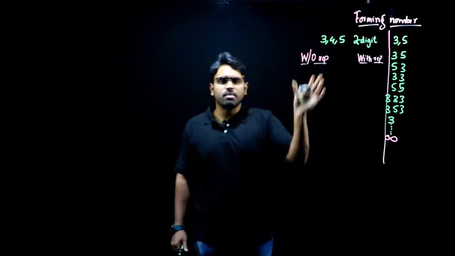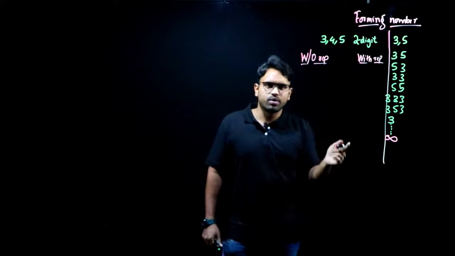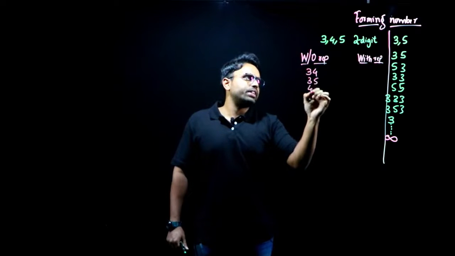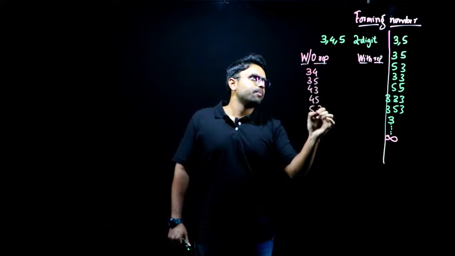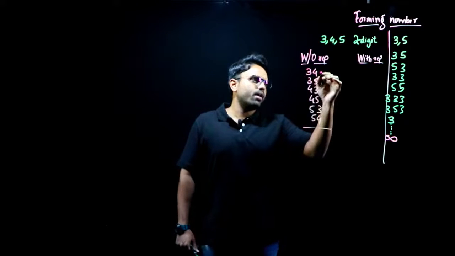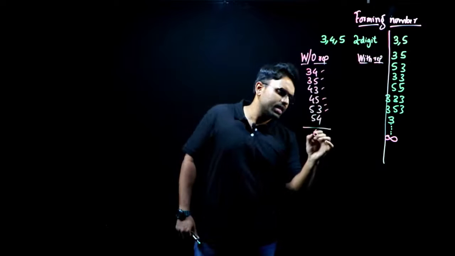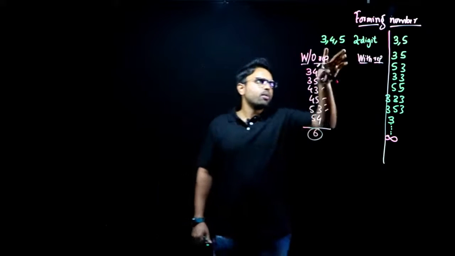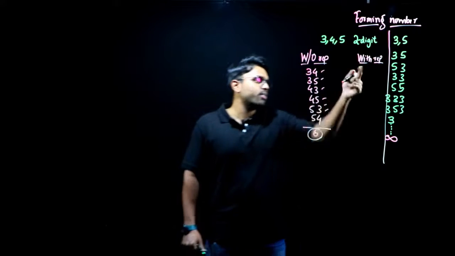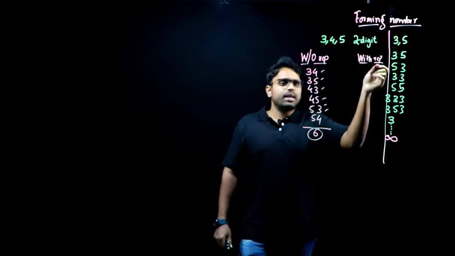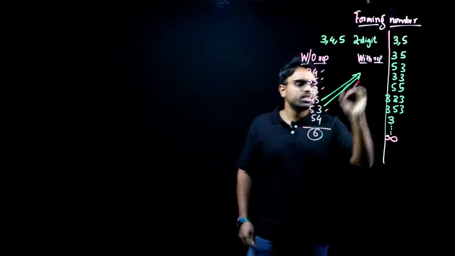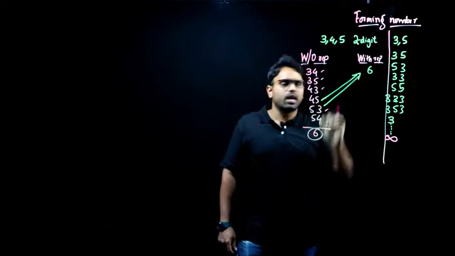Now, without repetition meaning what? The digit you have used once, you cannot use it again. So what are the cases here? 34, 35, 43, 45, 53, 54. Any other number other than this? That's it. So how many do I have here? 1, 2, 3, 4, 5, 6. 6 I have here. In how many different ways can you form a 2-digit number using 3, 4 and 5 without repetition? You can form it in 6 different ways. Now with repetition, all these 6 cases will come here for sure.